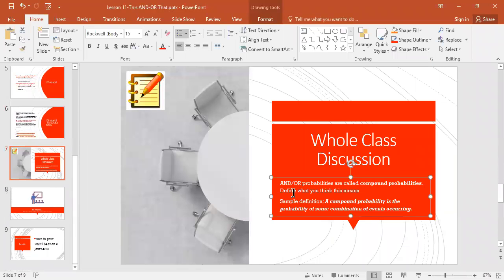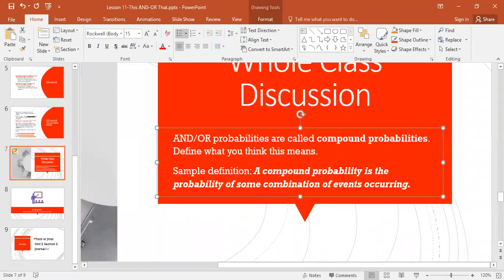It says, and or probabilities are called compound probabilities. Let me zoom in here for us. Okay, and or probabilities are called compound probabilities. Define what you think that means, and I have a sample definition for you. A compound probability is the probability of some combination of events occurring. So whatever combination, whether it's an and combination or an or combination, compound probabilities means there's a combination of events occurring. Okay, so get that down, please. That should be part of your notes.